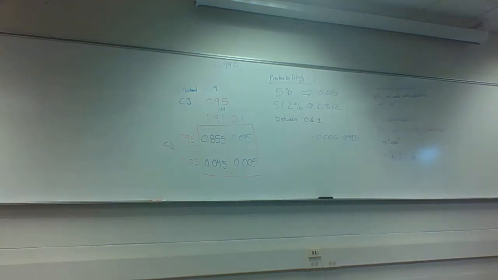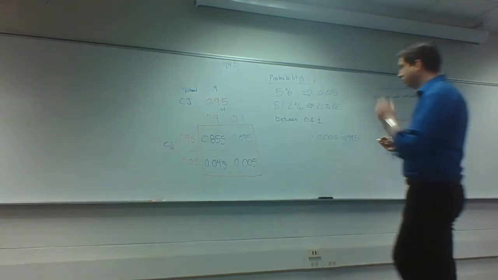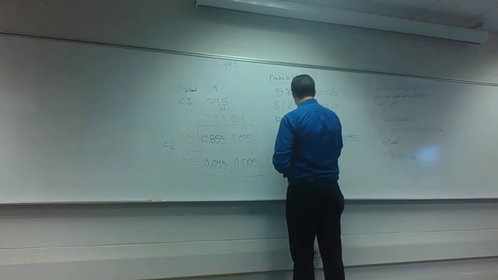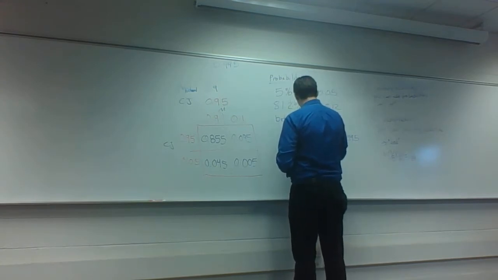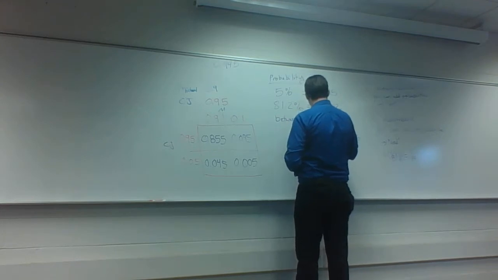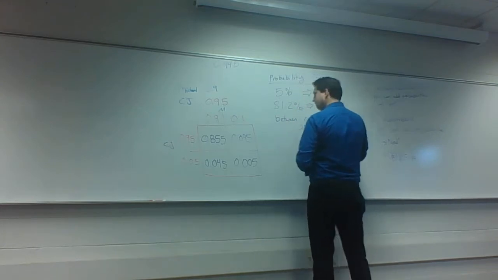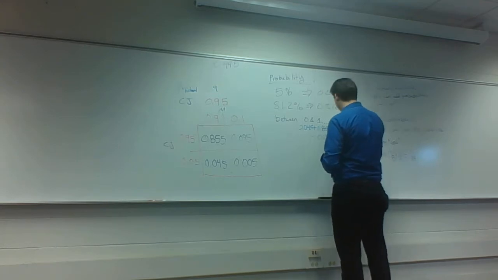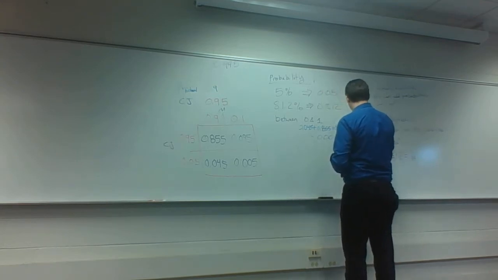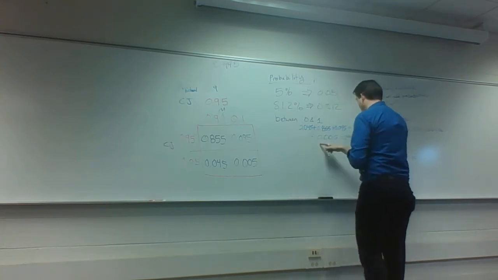You can also, let me actually put in all of these things. You can also do it this way: 0.045 plus 0.855 plus 0.095 equals 0.955. You can do it this way.